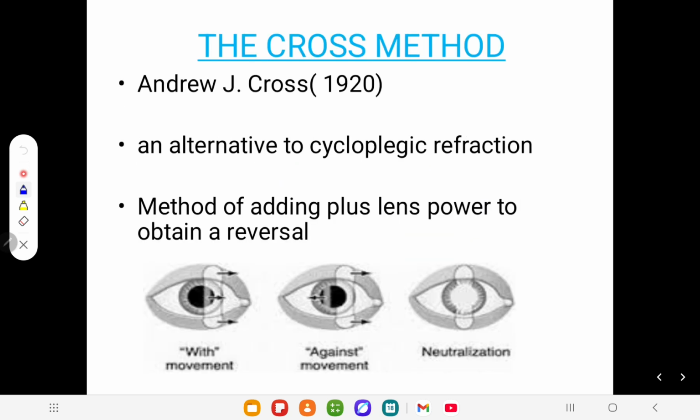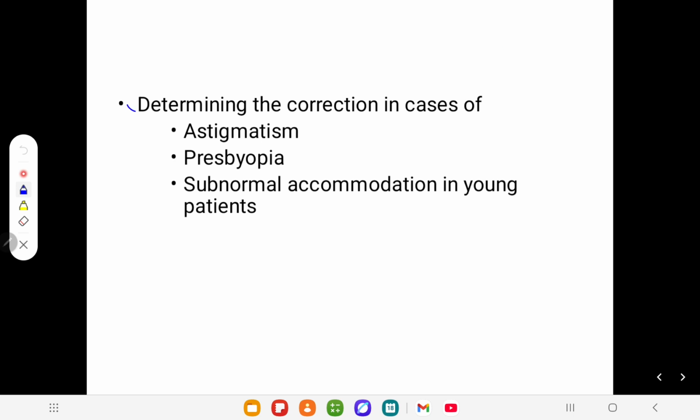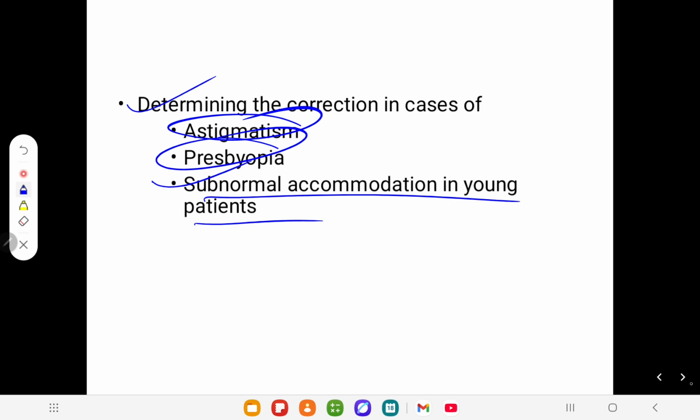The Cross method, the person who coined this term, AJ Cross, saw it as an alternative to cycloplegic refraction. I don't know how correct that is, because dynamic retinoscopy is definitely not an alternative to cycloplegic refraction. But yes, if cycloplegic refraction is contraindicated, at that point we think about Mohindra retinoscopy and other things. In the method of adding plus power to obtain the reversal, for the near we just add plus, plus, plus, and when reversal comes, the Cross method helps to determine cases of astigmatism, presbyopia, and subnormal accommodation in young patients.